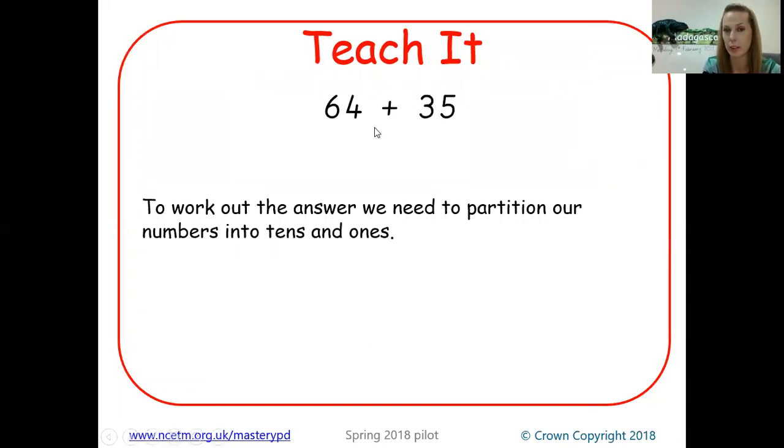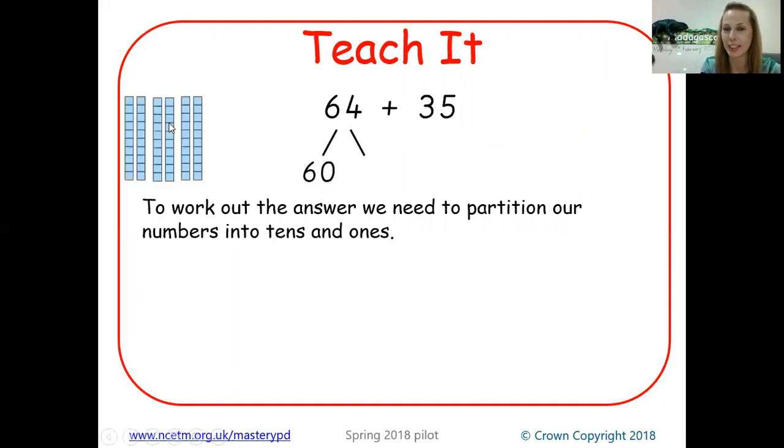Okay, now this time we've got 64 add 35. So I want you to pause the video and tell your adult at home, what do we have to do first? That's right, we've got to partition them, split them both into 10s and 1s. So 64 is made up of 6 10s, which is 60. And here are 6 10s, and it's made up of 4 1s. And then 35 is made up of 3 10s, which is 30, correct. There's our 3 10s, 10, 20, 30, and 5 1s.